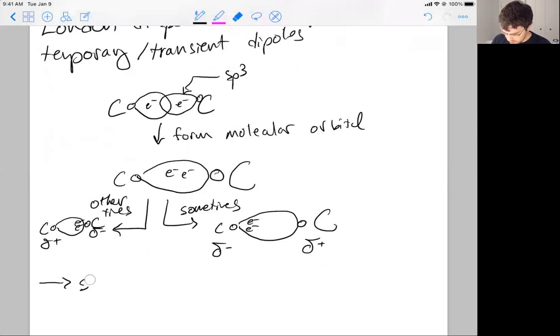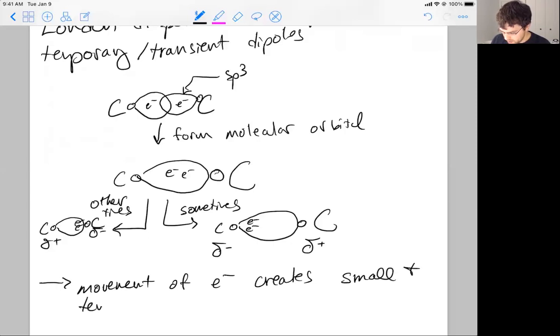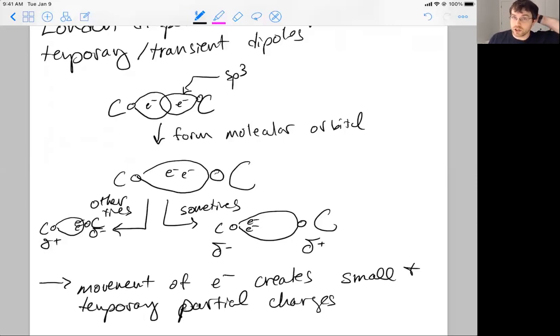The movement of electrons creates small and temporary partial charges. So it's definitely not a +1 or -1 charge.